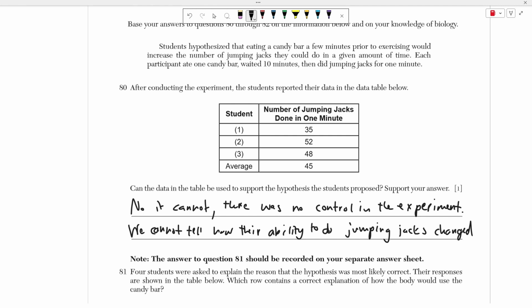So again, whenever you do an experiment, you always need a control so that you understand whether or not your treatment, in this case the candy bar, was effective.